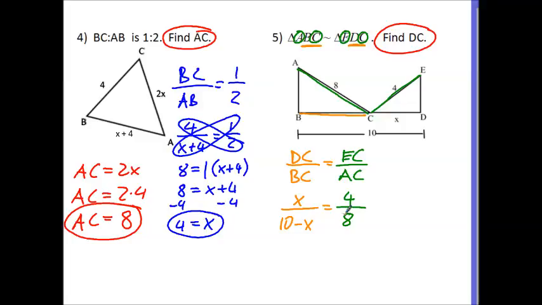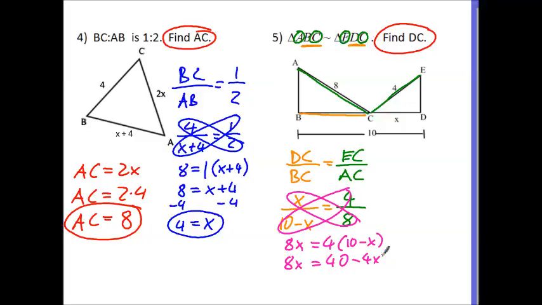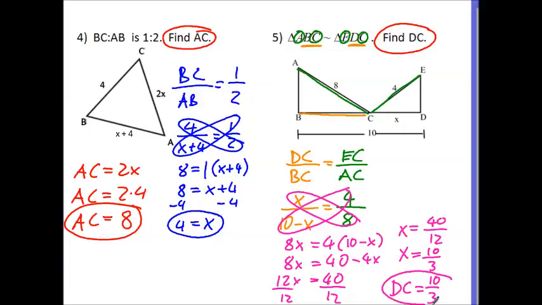Alright, and now we can go ahead and solve this. 8x, cross multiplying here, is equal to 4 times (10 minus x). Distributing our 4, we get 8x is equal to 40 minus 4x. Now we're going to add 4x to both sides. We get 12x is equal to 40. Divide by 12 on both sides. X is equal to 40 over 12, and 40 over 12 we can simplify, dividing numerator and denominator by 4, we get 10 over 3. And wait a minute, we're supposed to find DC. DC happens to be the same as x, so DC is also 10 over 3, and this is our final answer.